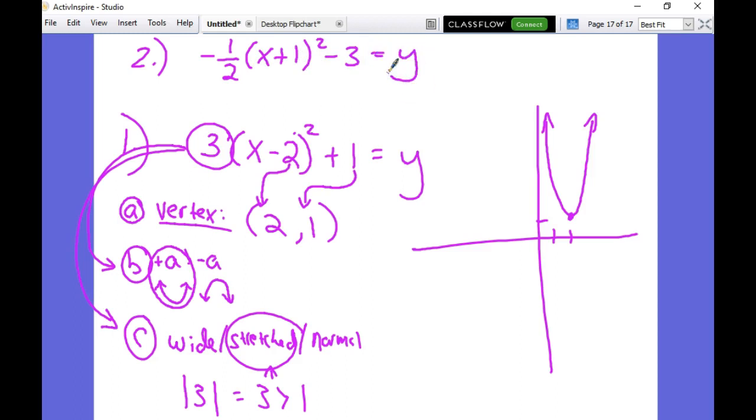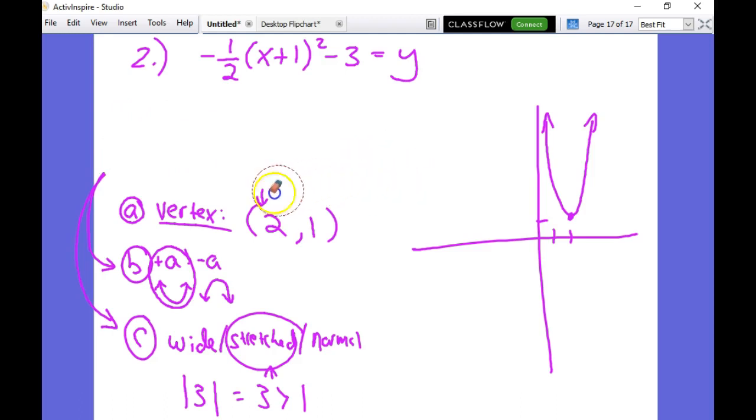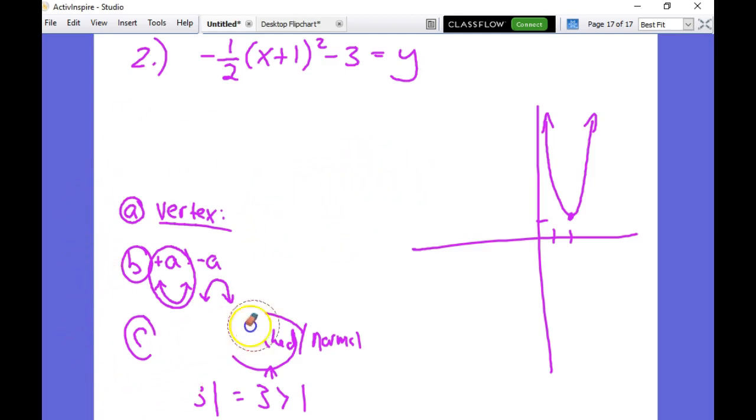Okay, so the first thing we want to do is find our vertex. So I'm going to give you guys about maybe 20 seconds. Figure out what your vertex is. If you want to ask a neighbor, go ahead. But I'm giving you about 20 seconds.